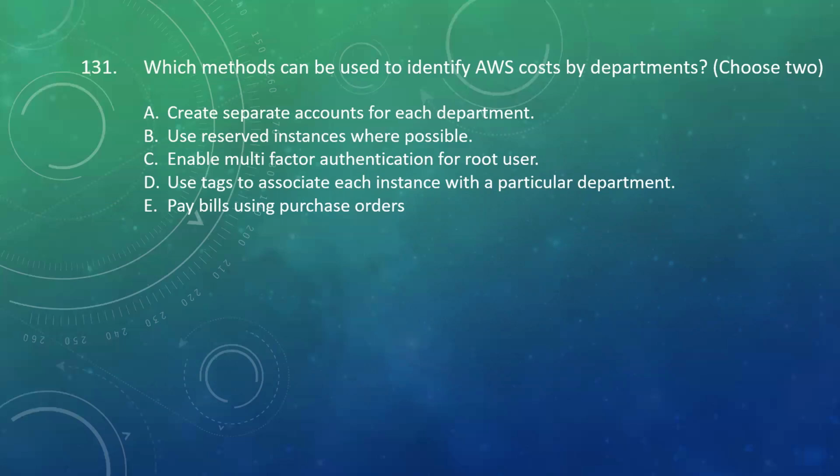The correct answers are option A and option D. You should create separate accounts for each department and use tags to associate each instance with a particular department. This is also called as cost allocation tags. Now, option B, which is to use reserved instances, will help you in cost reduction but not identify resources by cost. So it is incorrect. And option C talks about multi-factor authentication, which is a security feature and doesn't help you in identifying resources by cost. Option C is again a distractor here, which leaves us with option A and option D.